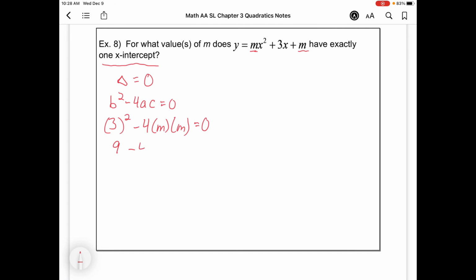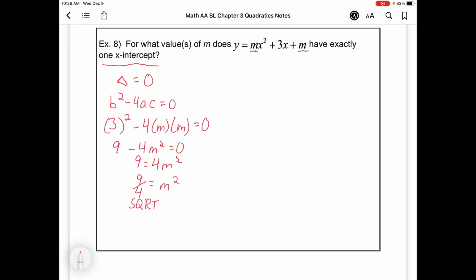3 squared is 9. Minus 4m times m is m squared. All I have to do is solve this equation. So it's not a trinomial. I don't need to use the quadratic formula. I think this would be a good case for either doing difference of squares, or probably better yet, just using the square root principle. Okay. Get that m squared term on its own. So we get m squared is 9 over 4, and then square root.